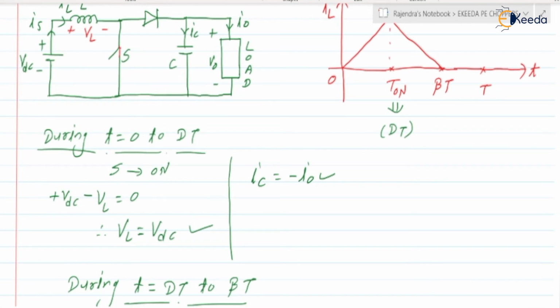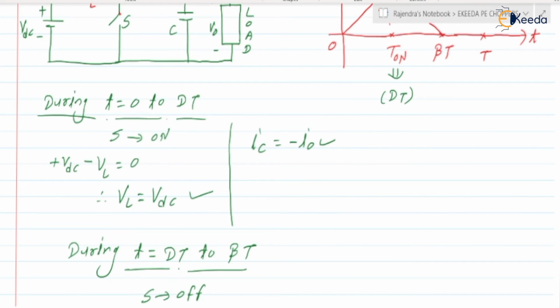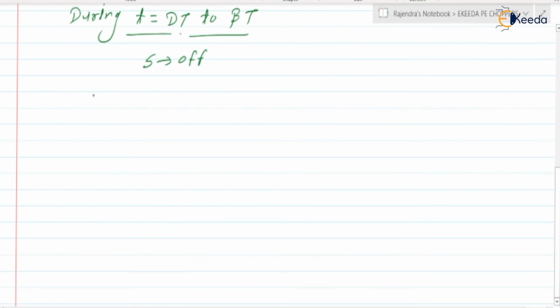Here, when the switch is in the off state, the inductor is releasing the energy through the diode D, the capacitor goes on charging, and some part of this inductor current flows through the load also. So in this loop the current will be flowing. Can we apply KVL to the outer loop? It is plus VDC minus VL minus V0 is equal to 0. So therefore VL is equal to VDC minus V0. This is the voltage across the inductor during dT to beta T.